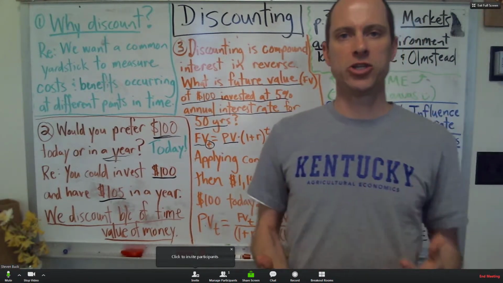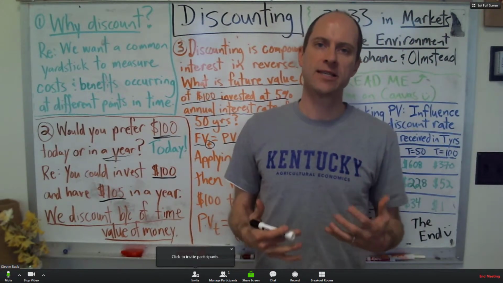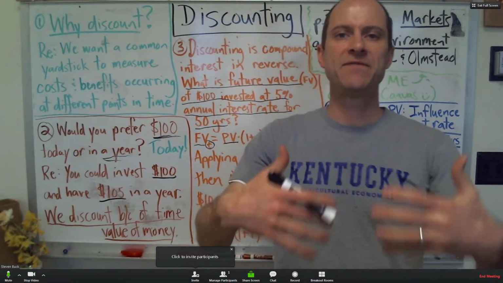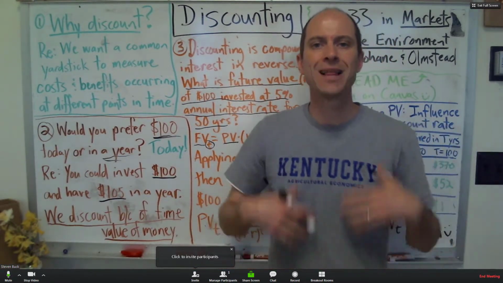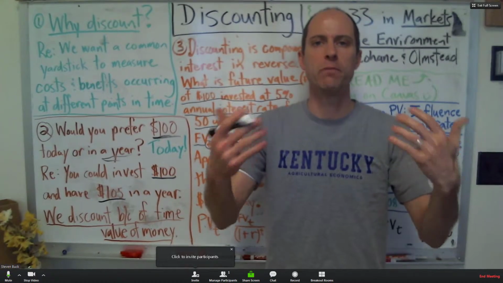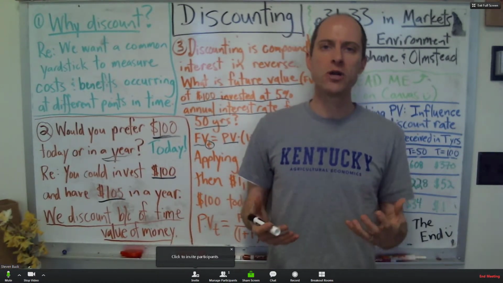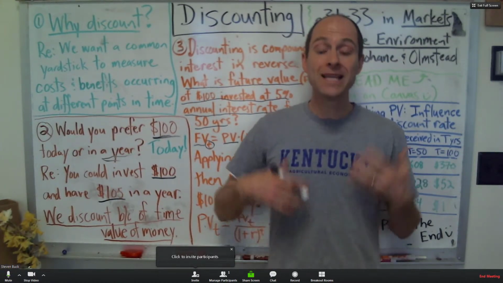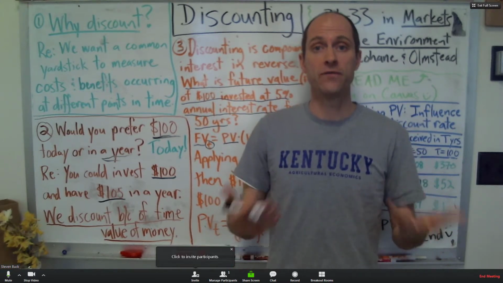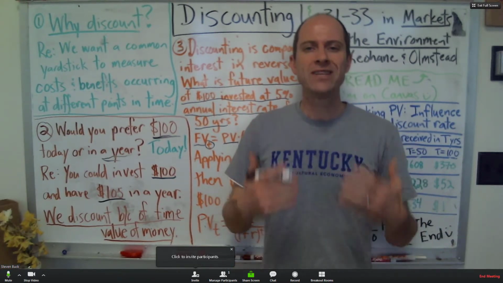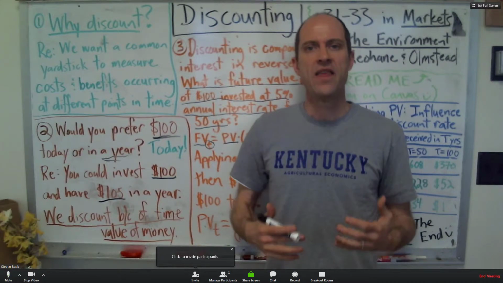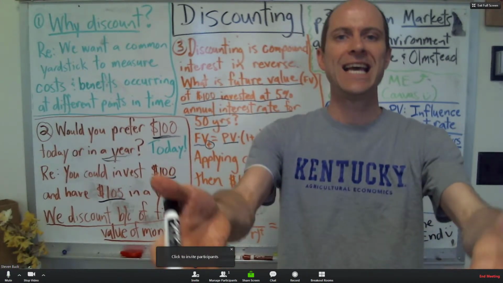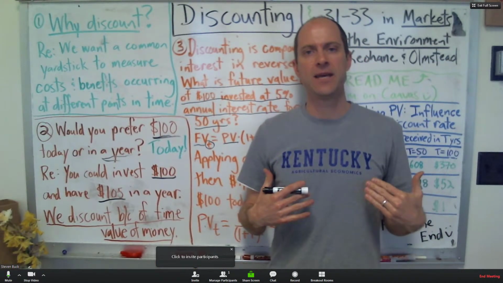What this table illustrates is that when we have a higher discount rate, we're placing less value on the future. We're placing less value on future benefits. When we have a lower discount rate, we're placing a higher value on the future. If we have a 0 discount rate, that means we value the future exactly the same as today.